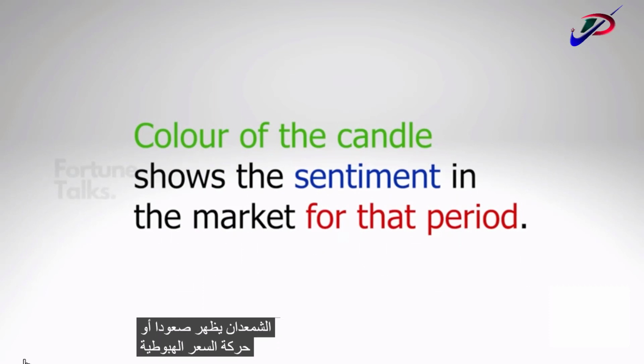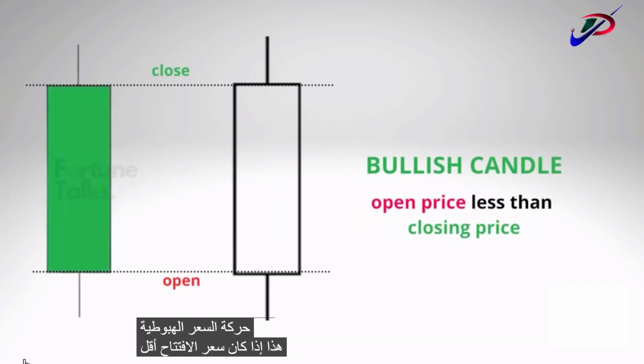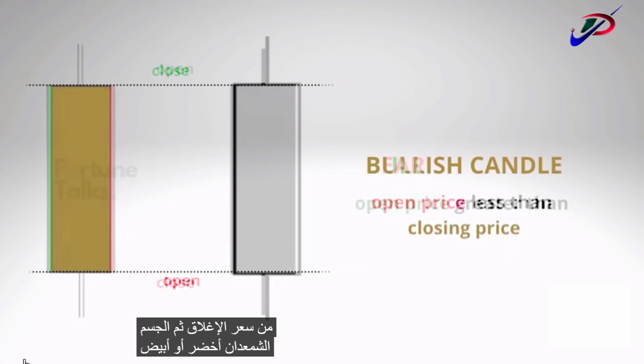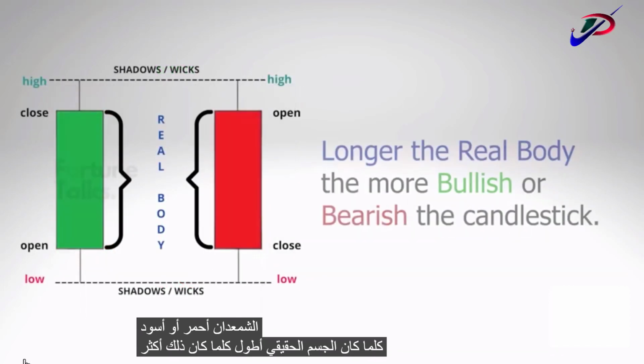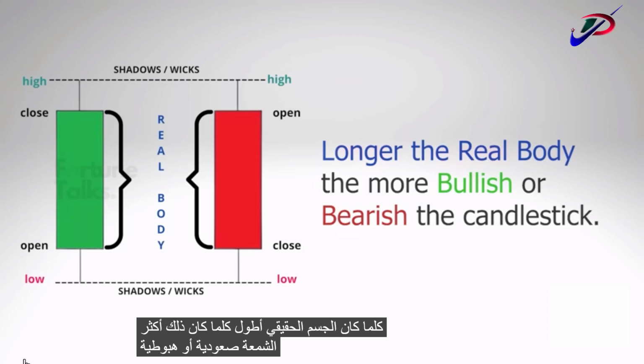That is, if the opening price is less than the closing price, then the body of the candlestick is green or white. Similarly, if the opening price is more than the closing price, then the body of the candlestick is red or black. The longer the real body, the more bullish or bearish the candle is.